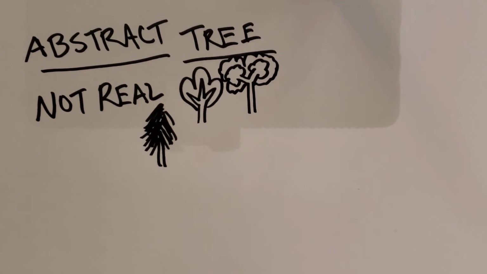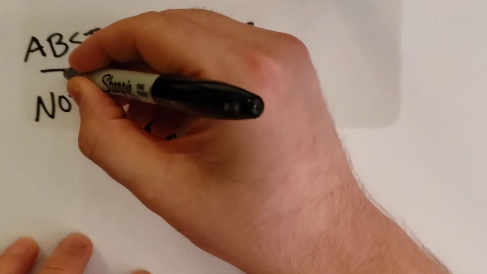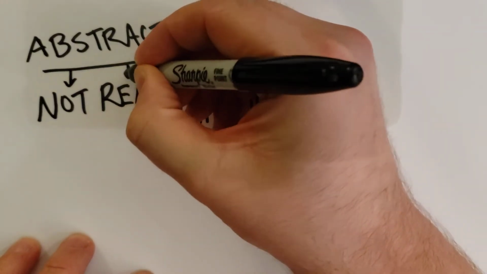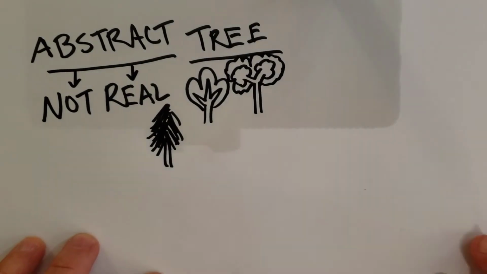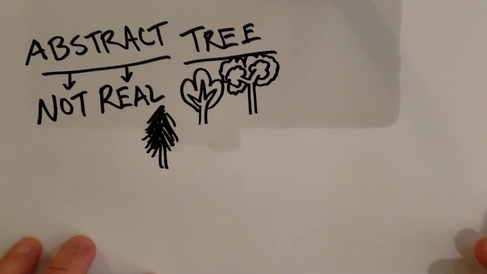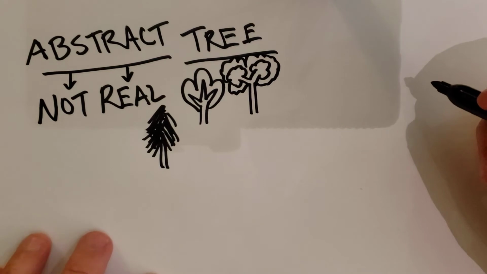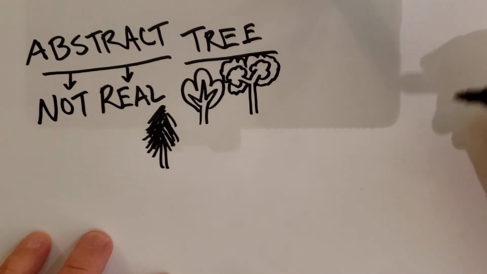It's going to be made up of different shapes and different lines, but it's not going to look real. It's not supposed to. It's called abstract. Abstract means not real. Okay? And we're going to be doing several things that are abstract this year. And this is going to be pretty much the big one, the first one.